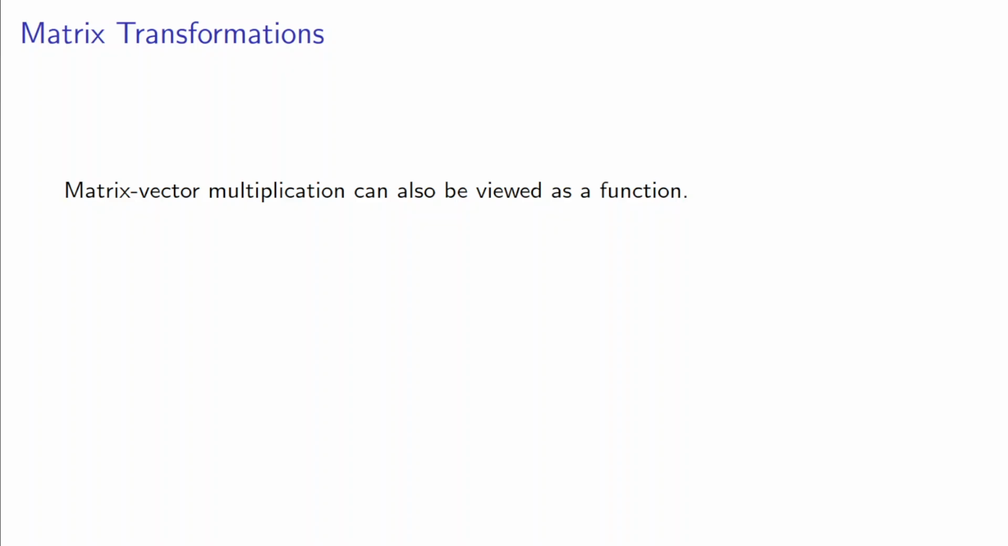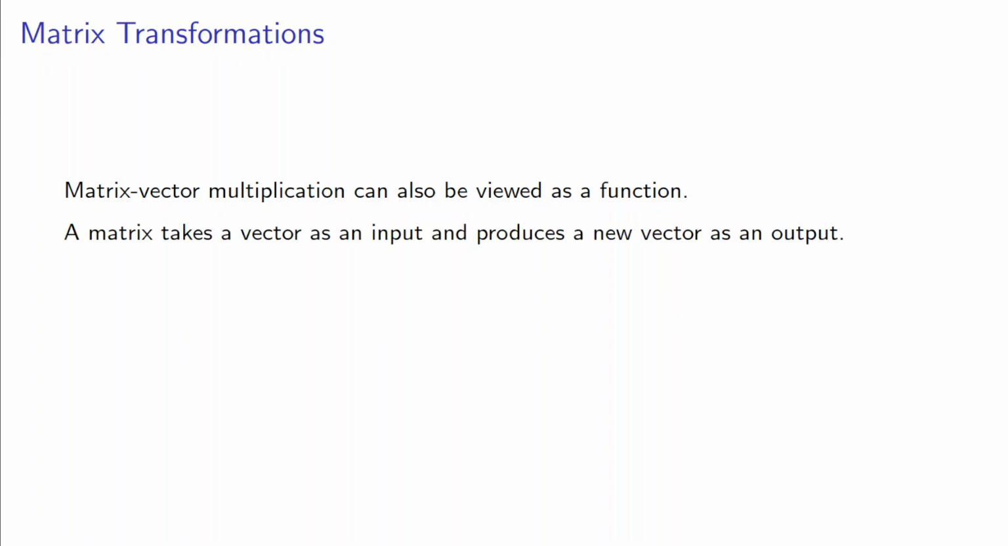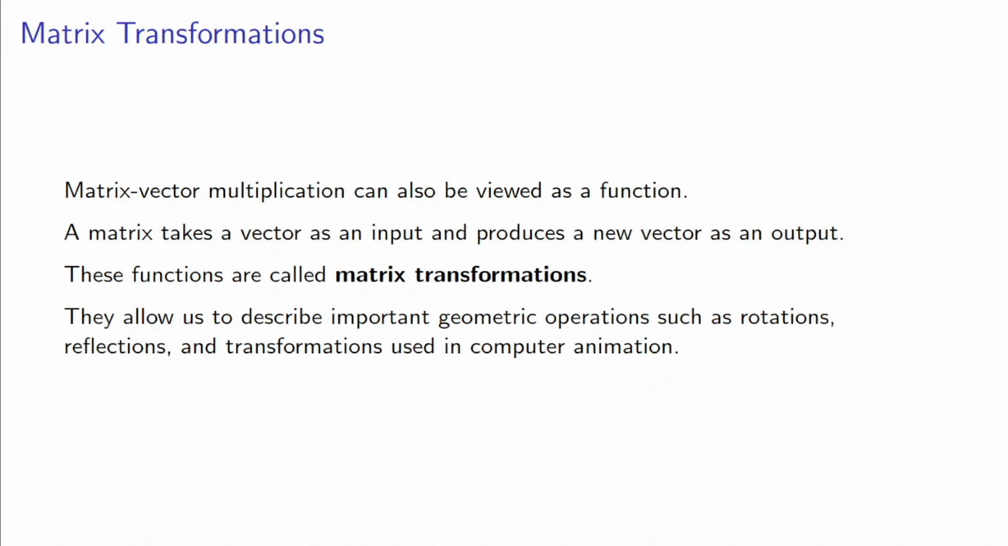Matrix vector multiplication can also be viewed as a function, as we would think about in a calculus class. It's a little bit different here, and we'll talk about it, but it's kind of the same idea. A matrix takes a vector as an input and produces a new vector as an output. These functions are called matrix transformations. They allow us to describe important geometric operations such as rotations, reflections, and transformations used in a variety of applications, including, for example, computer animation. And we'll take a look at that in this section.